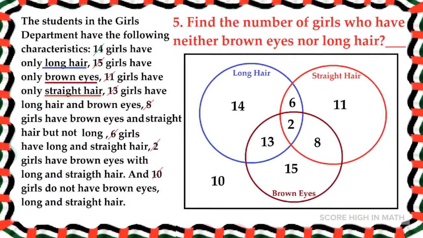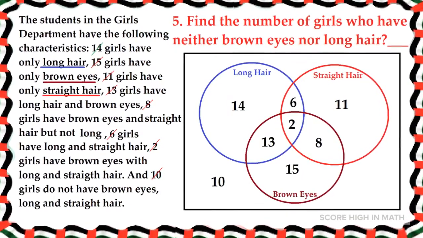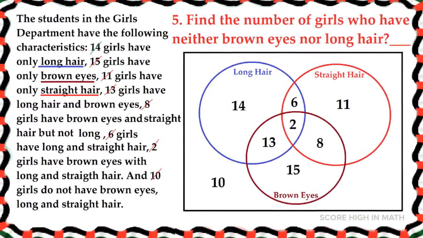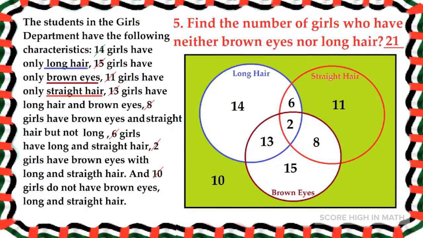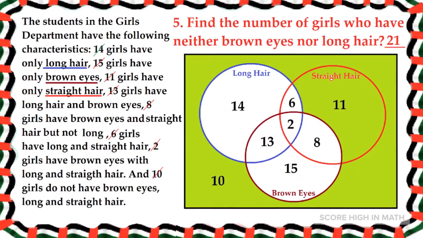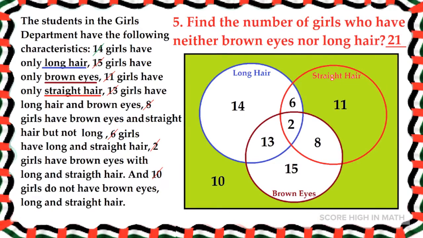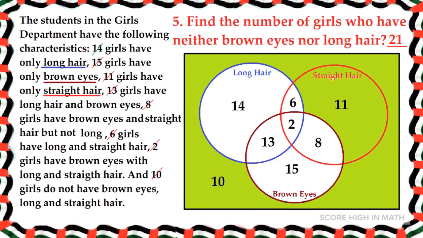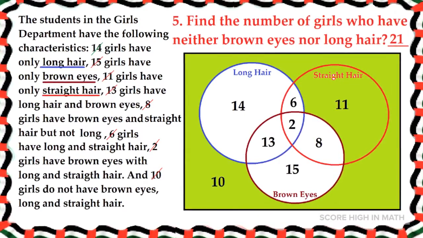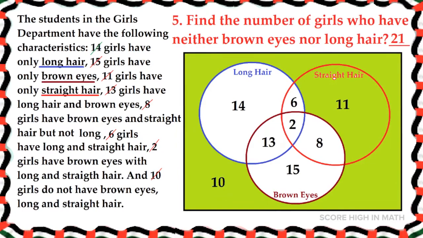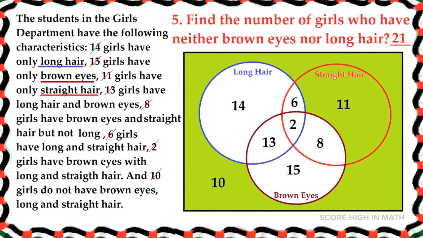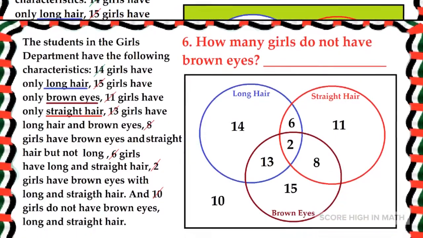Let us find out the number of the girls who have neither brown eyes nor long hair. All the elements that are not in the long hair and brown eyes will be the answer. So it is 11 plus 10 is equal to 21. Those are the girls with neither brown eyes nor long hair.